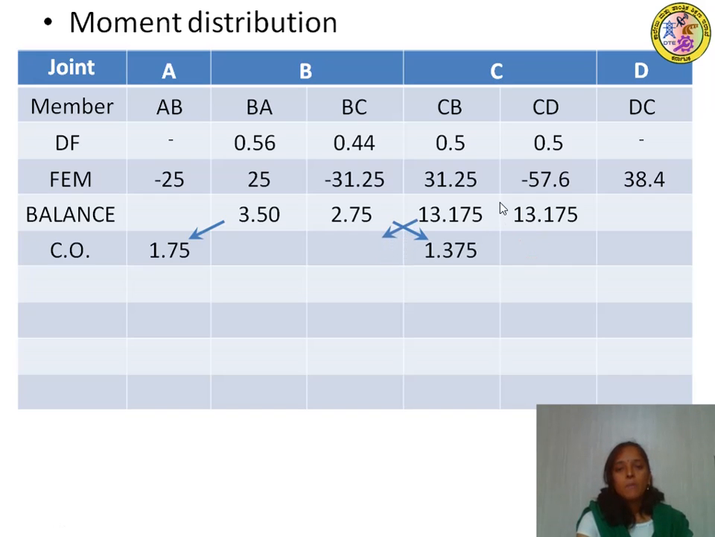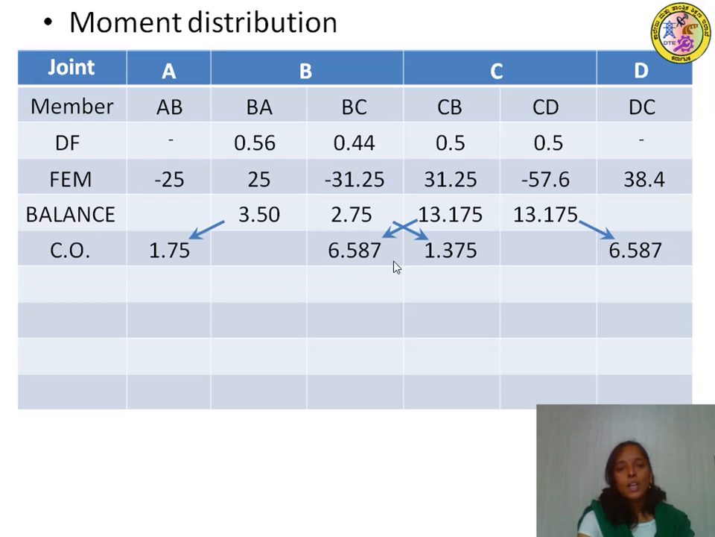So from the CB member, half of this will be carried to the far end. Half of 13.175 is carried to the far end BC, 6.587. Similarly, for the CD member, half of 13.175 is 6.587, which will be carried to the far end DC. This is the carryover calculations. Next, as soon as the joints get carried by the moments, this joint becomes imbalanced again.